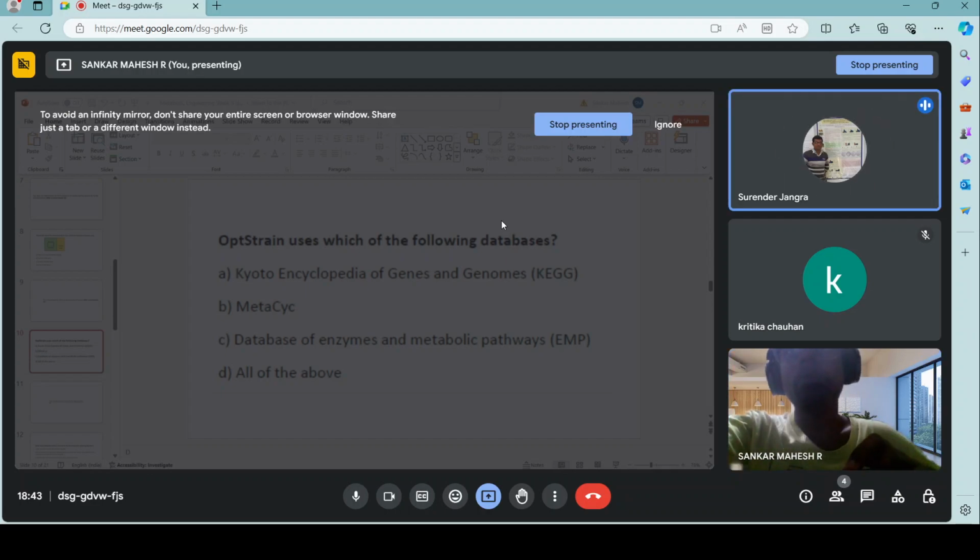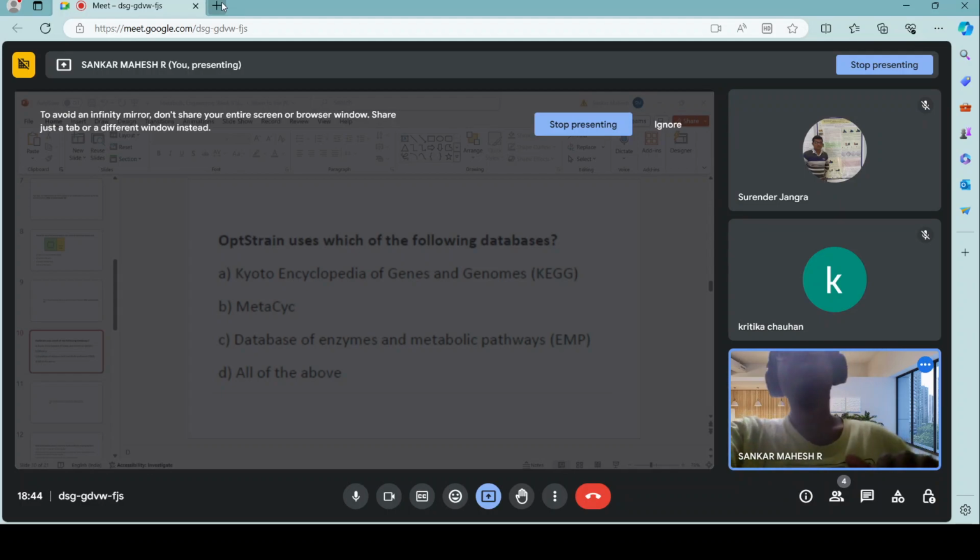So it's Opstrain. It is a redesigning of the production system. So for redesigning of the production system, we require the genomic information, we require the information of enzymes, every metabolic pathway. So in my opinion, the answer should be D, all of them. Yeah.